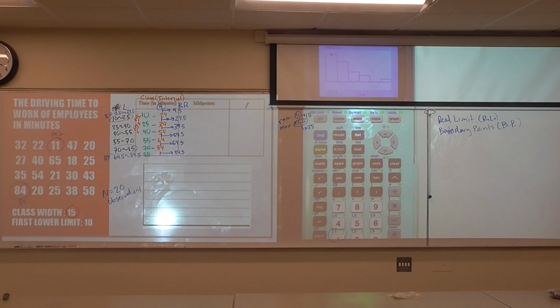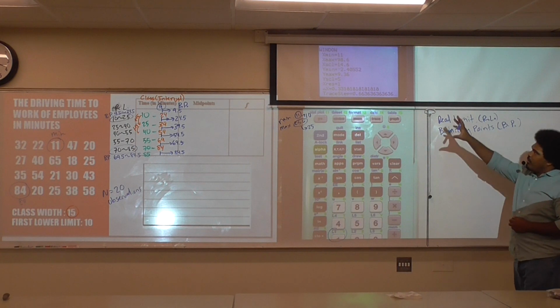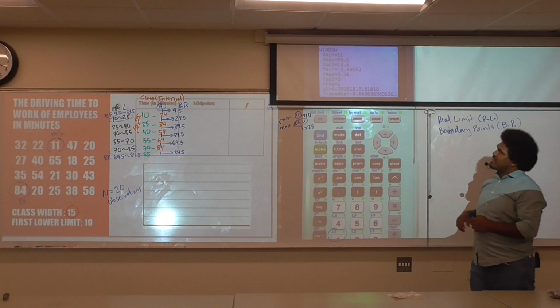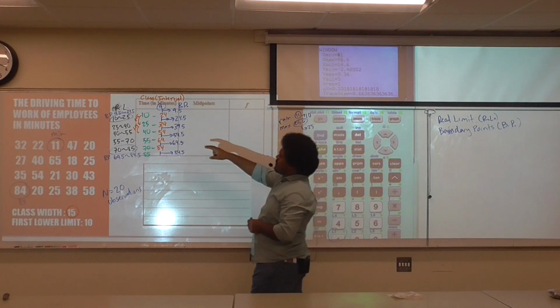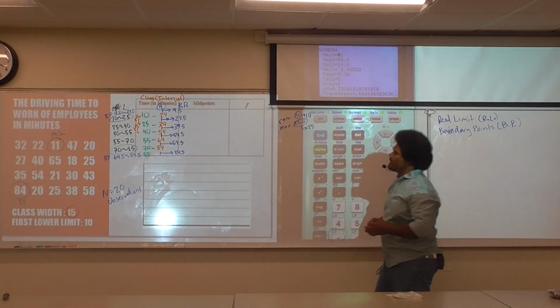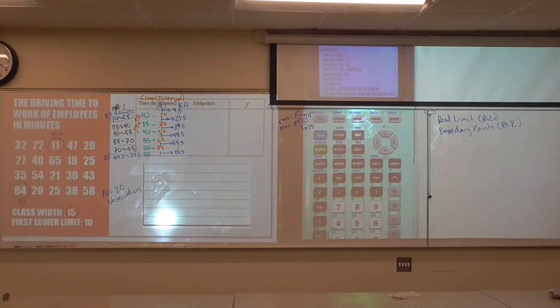So adjusting it, we're going to go to Window because that's where we have control of everything. So notice that over here, the top one says 11. We don't want that to be 11. Or no, sorry, the x min. We don't want that to be 11. We want that to be the first real limit, the first lower real limit, which is supposed to be 10. So I'm going to put 10 there.